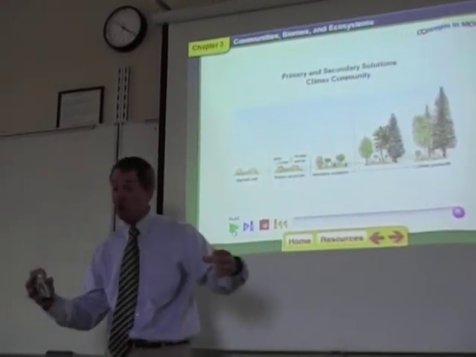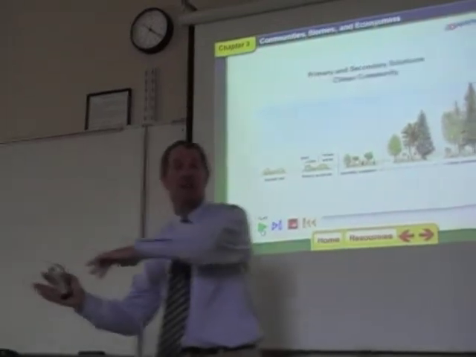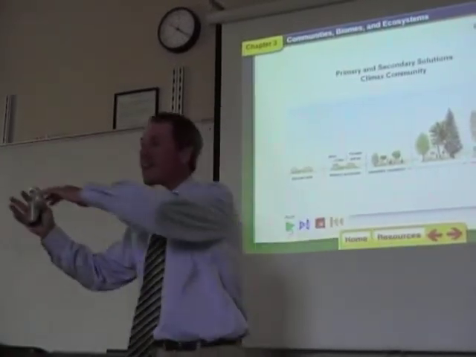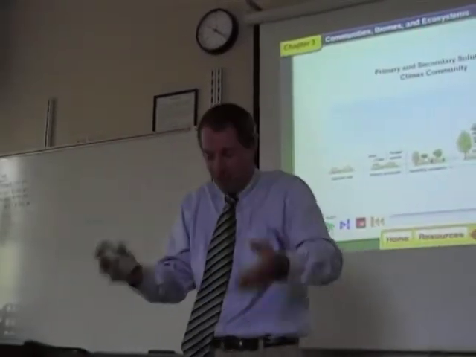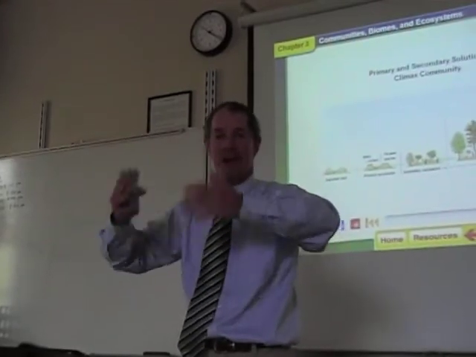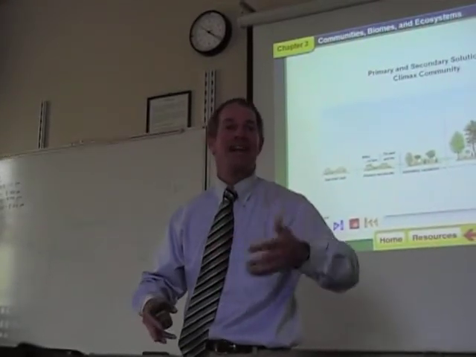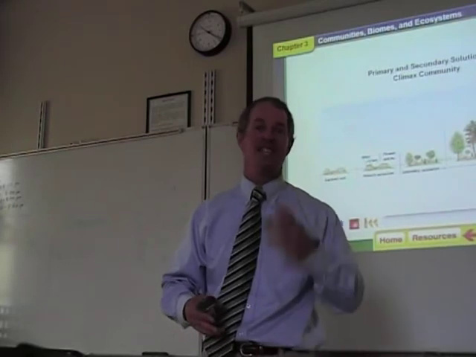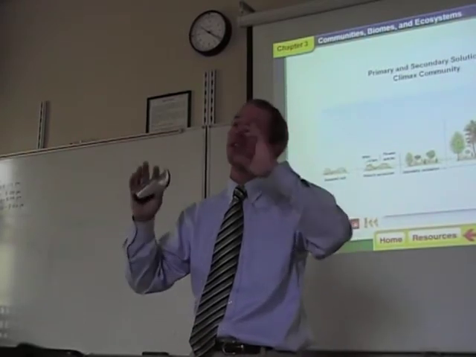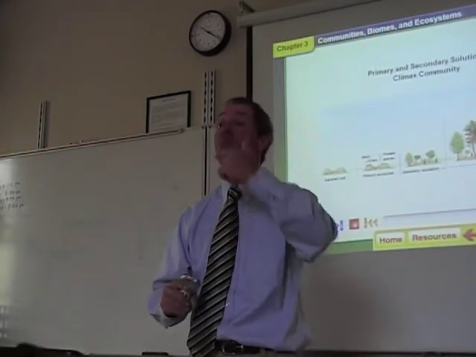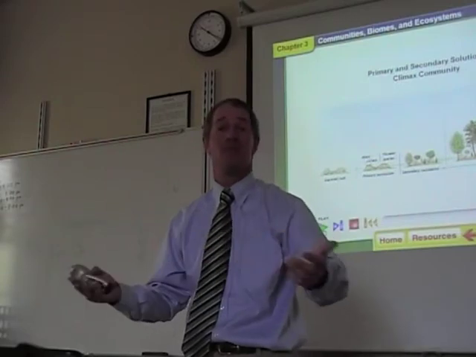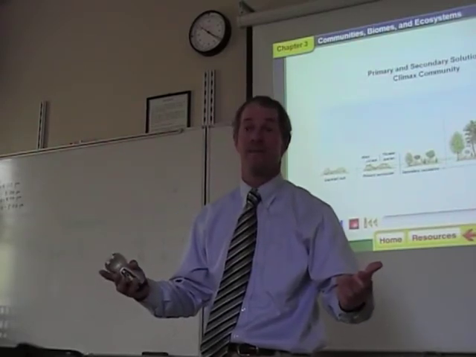Areas that already have soil, like if they take a farmland and clear a field, there's soil already there, so you'll get plants relatively quickly. That's called secondary succession. Secondary succession occurs in places where there's already soil. Primary succession occurs in places where there's no soil yet.